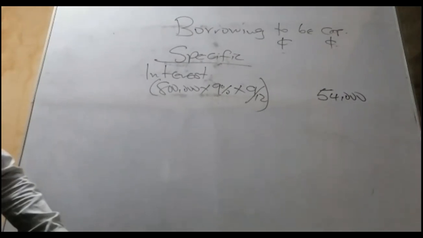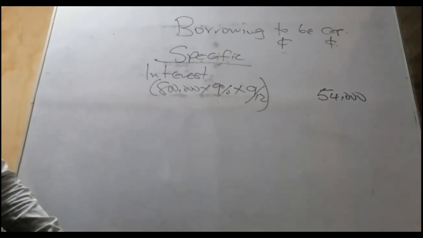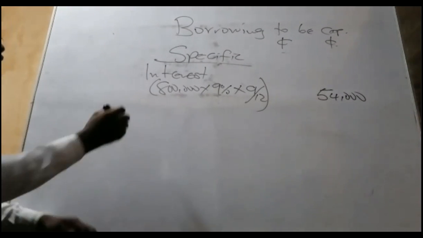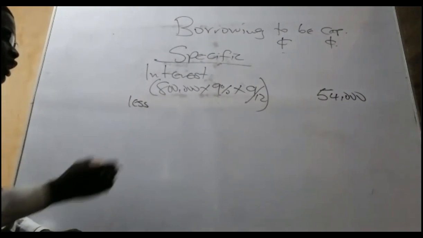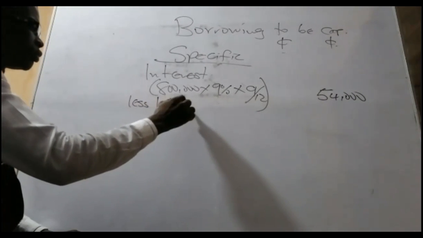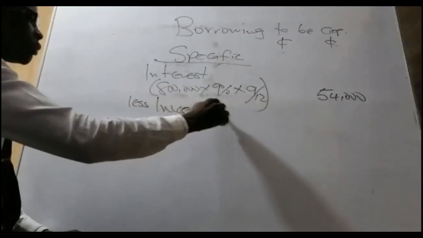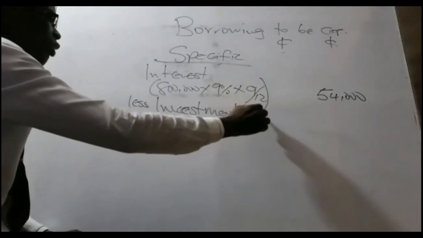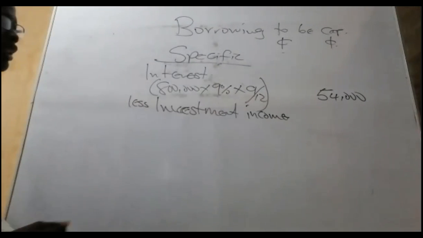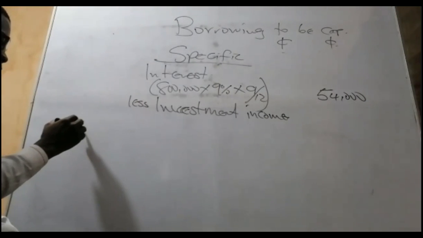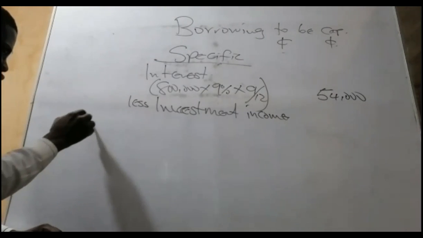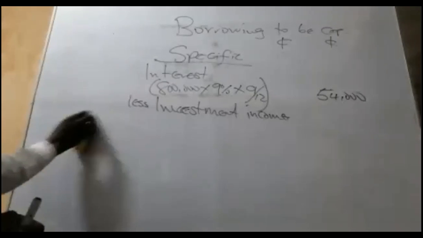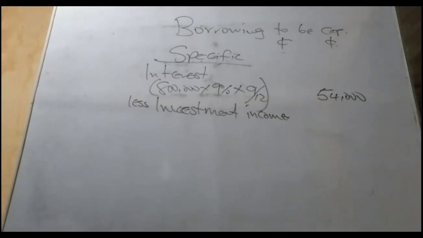We said that to get the borrowing cost to be capitalized under the specific section, you bring the interest and you less what? You less investment income. So let's go and calculate the investment income. They picked the money on 31st March 2010. If they don't use all of it on that date, whatever remains, they will invest it.